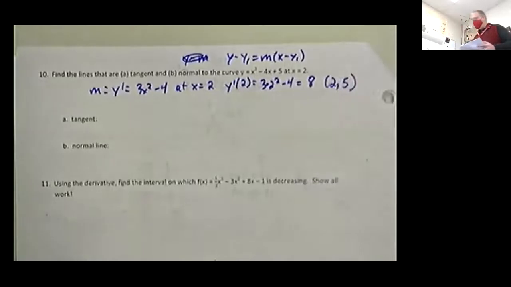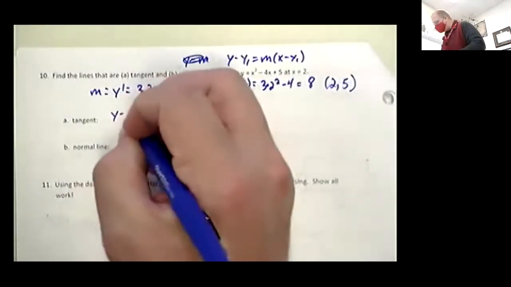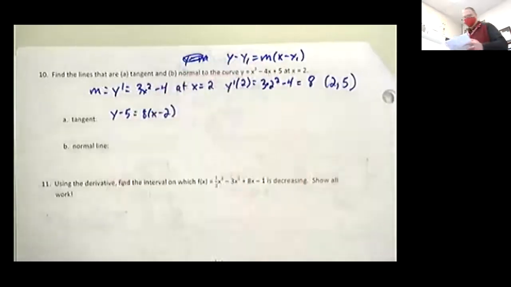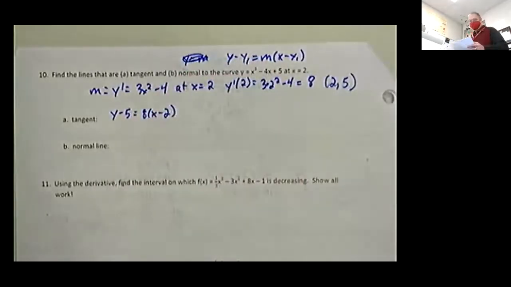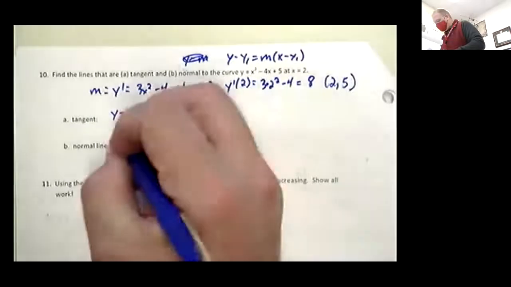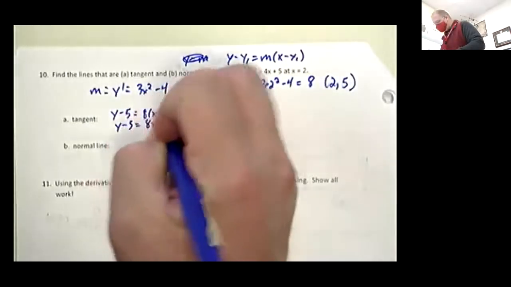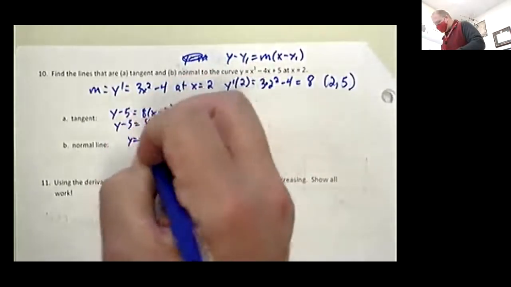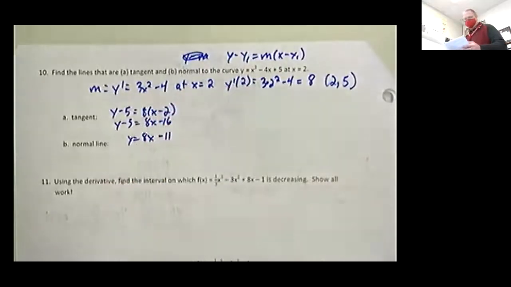So we want the line that's tangent. We'll have a slope of 8 at the ordered pair 2, 5. That's y minus 5 is equal to our slope, 8, times x minus 2. So point slope form. That's y minus 5 is equal to 8x minus 16. Therefore, y equals 8x minus 11.